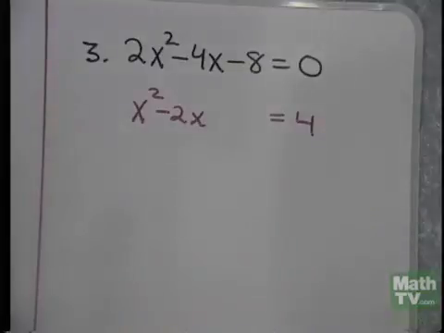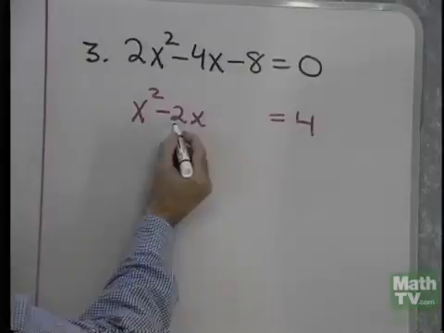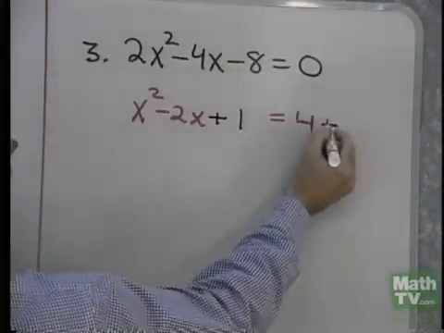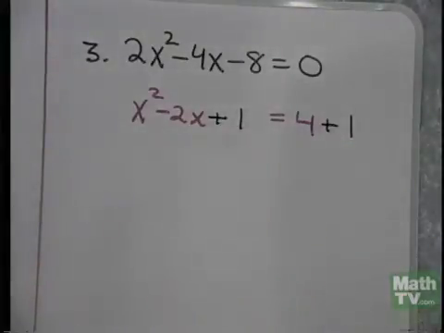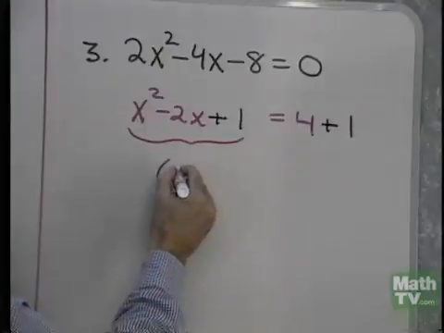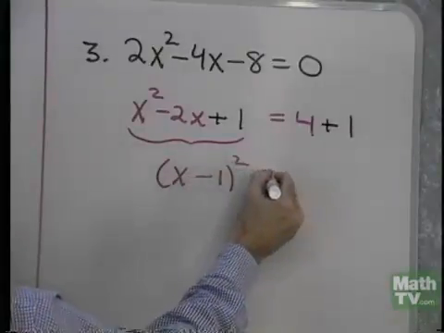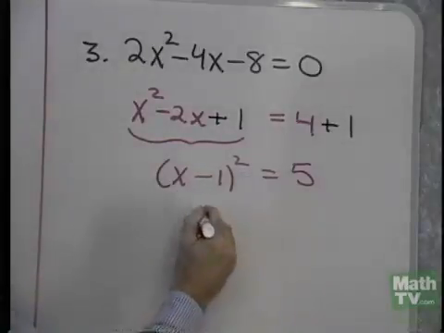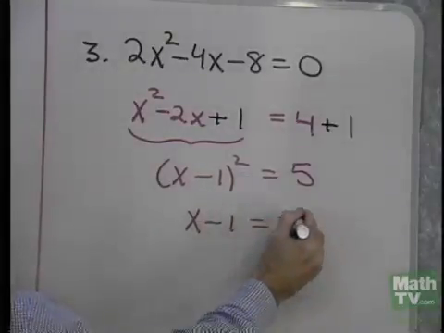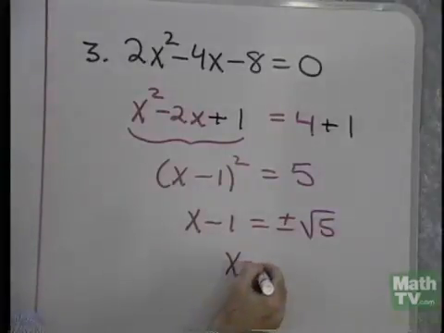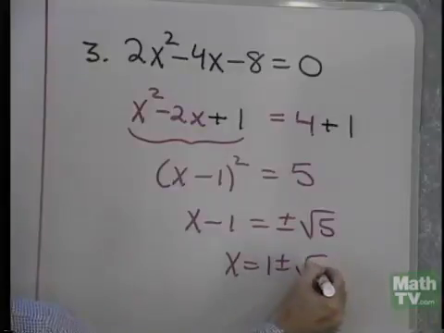Now I'm going to complete the square by taking half the coefficient of this term, so negative 2, half of that is negative 1, squared is positive 1. So I'll add positive 1 to both sides of this equation. On the left side, I have guaranteed the perfect square, (x minus 1) quantity squared, and on the right side I have 5. Now if (x minus 1) quantity squared is 5, then x minus 1 itself is either the positive or negative square root of 5. Add 1 to both sides, and I have 1 plus or minus square root 5.